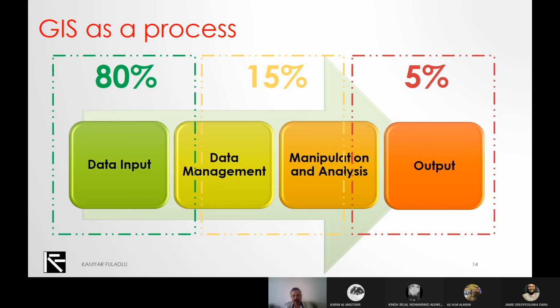Just 15% includes the data management or manipulation or transformation or analysis part. And just 5% is output and result that maybe you just stick onto the wall and people just see it. But the important part is the data. If you don't have data, you cannot do anything. You cannot take any step forward.